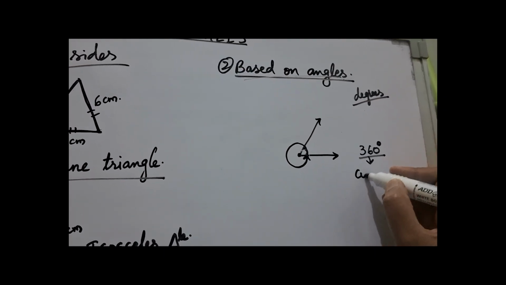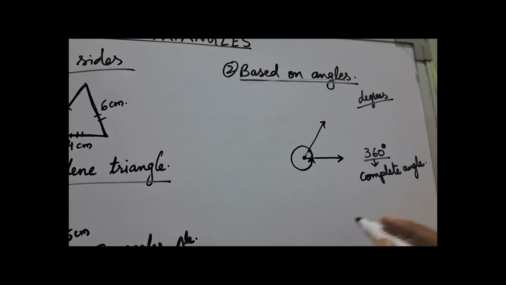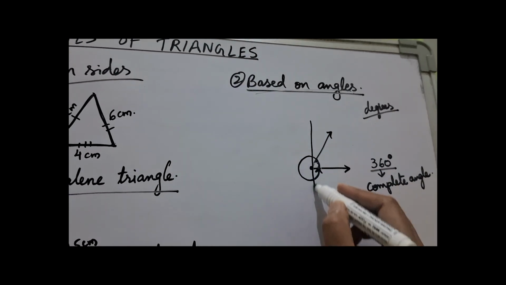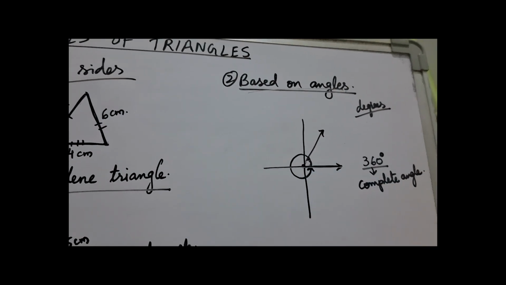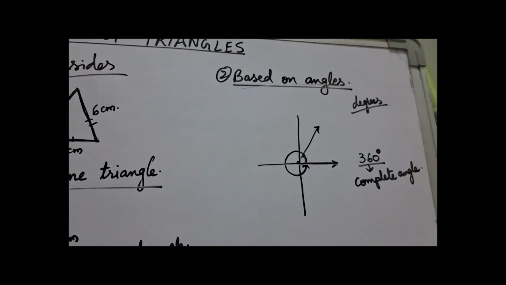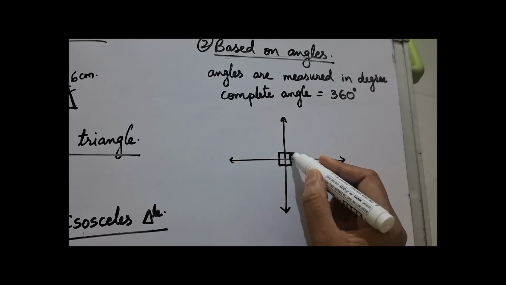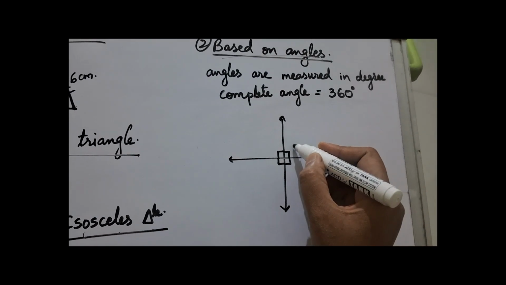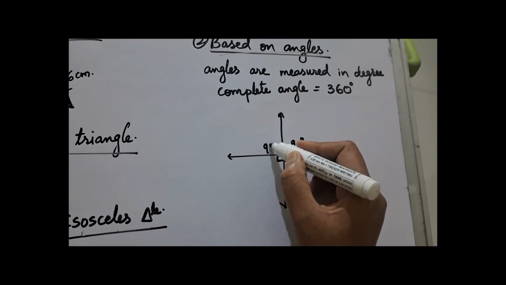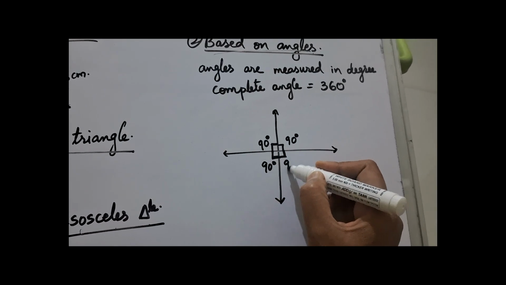What is this? Complete angle. And this complete angle of 360 degrees, if it is divided into 4 parts, then each part will be how much, children? 90 degrees. So here, children, we can see that when the complete angle is divided into 4 equal parts, each part will be how much? 90 degrees. Right? From here to here, this is 90 degrees. And this angle also 90 degrees. And this angle also 90 degrees.